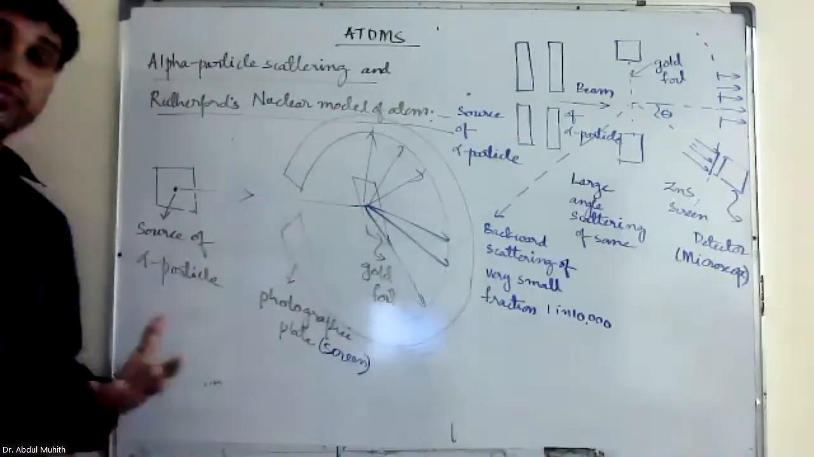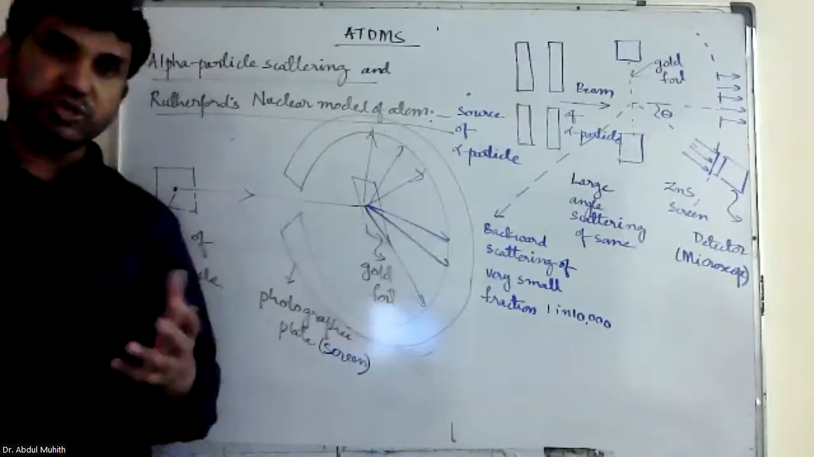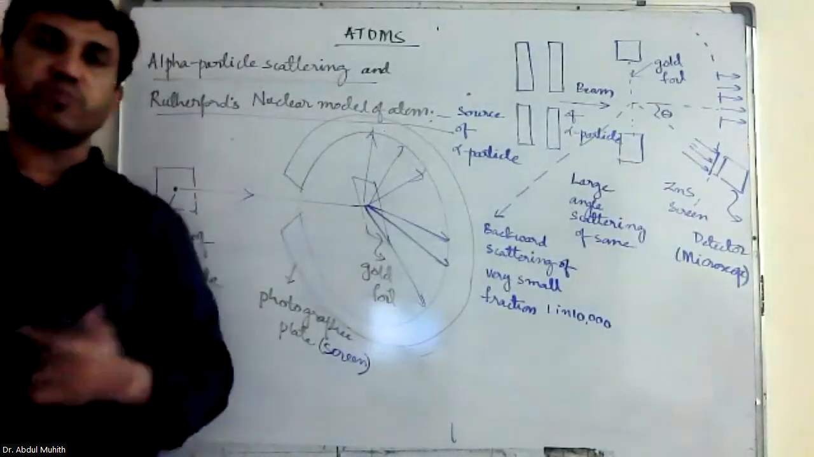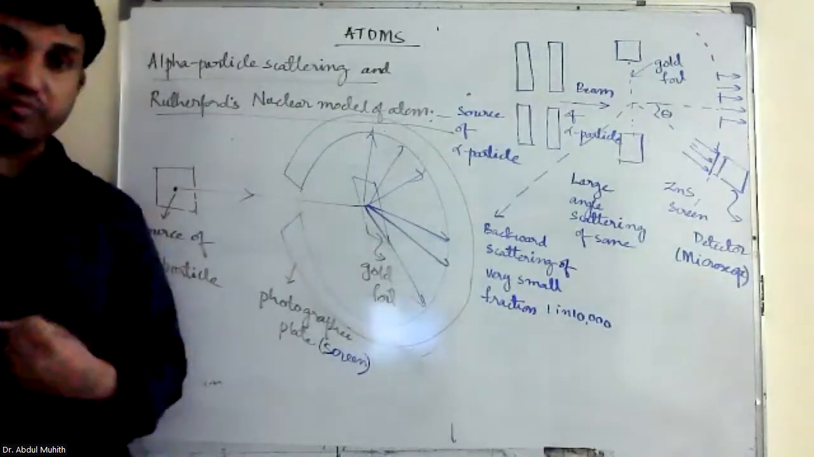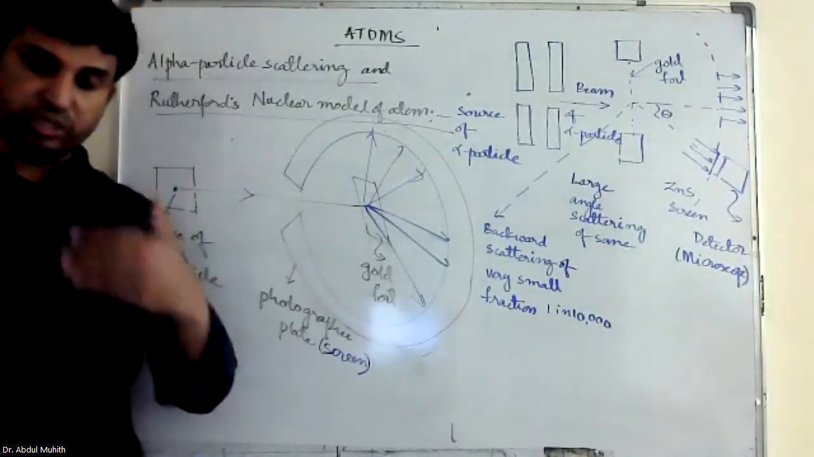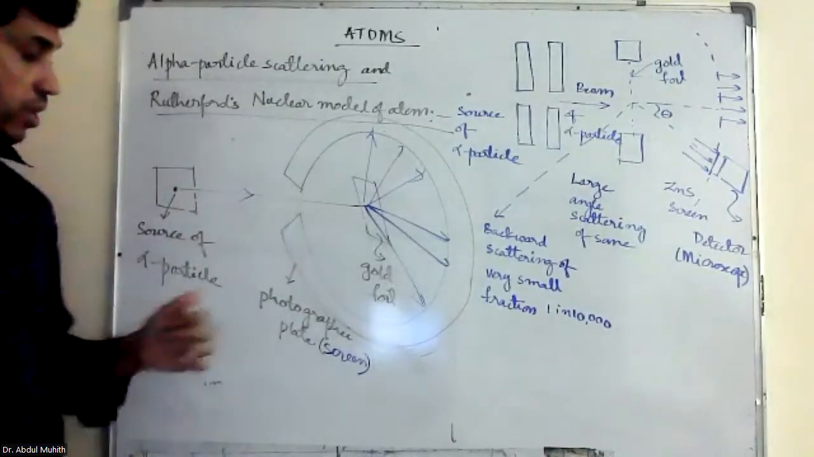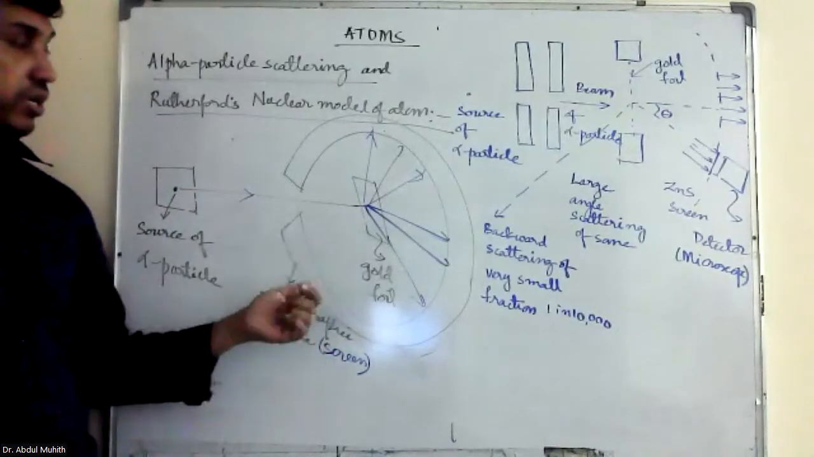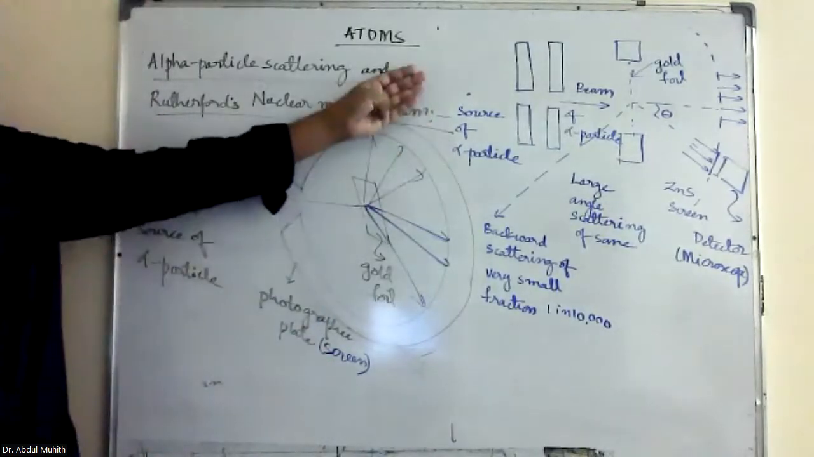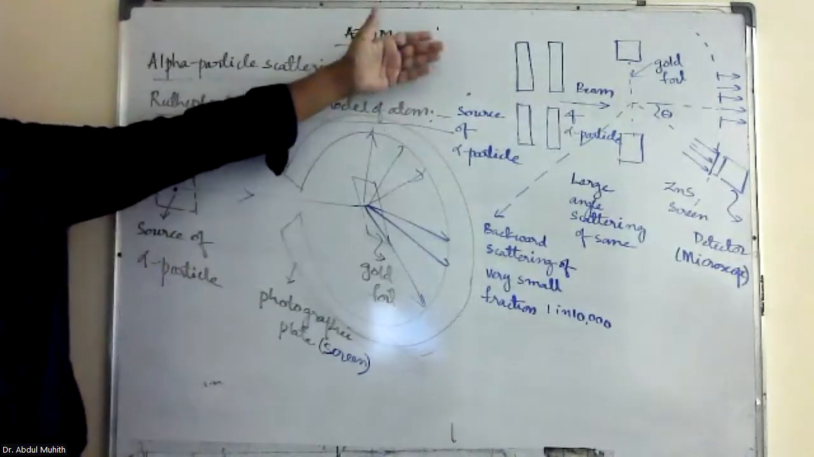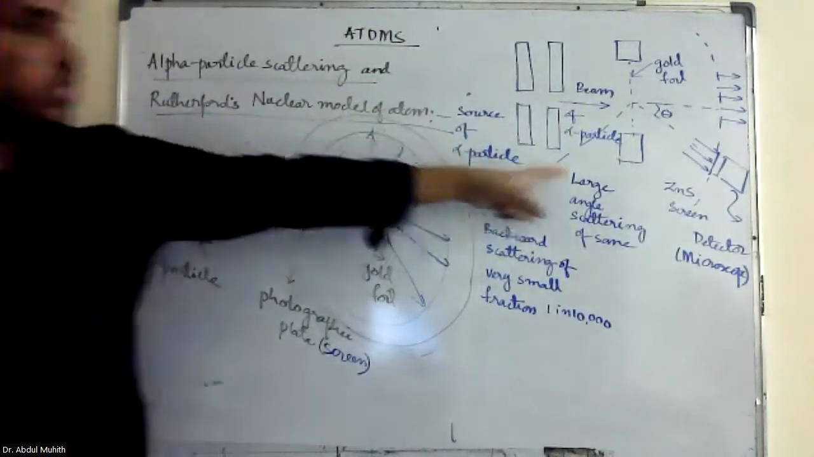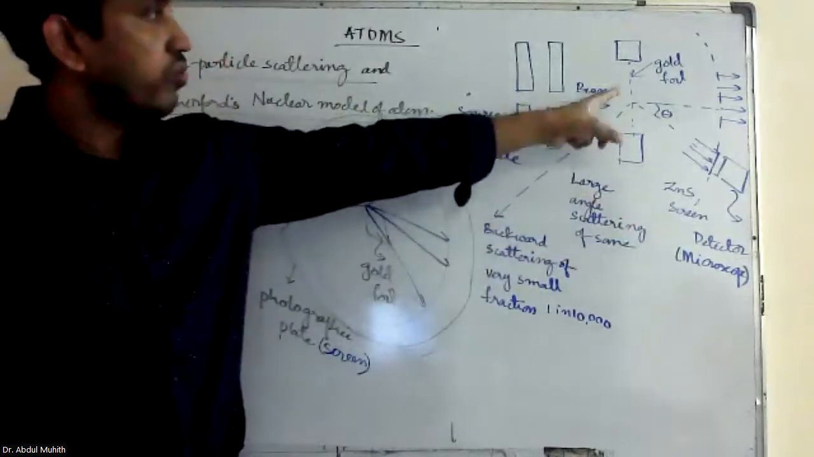This gold foil is of thickness 10 to the power of -6 meter, 1 micrometer, a very thin foil. Gold has a special property called malleability, which means you can roll it into sheets. There is a photographic plate or a screen, and this is the gold foil. There is a source of alpha particles, and there are lead chambers. Then there is a beam of alpha particles.